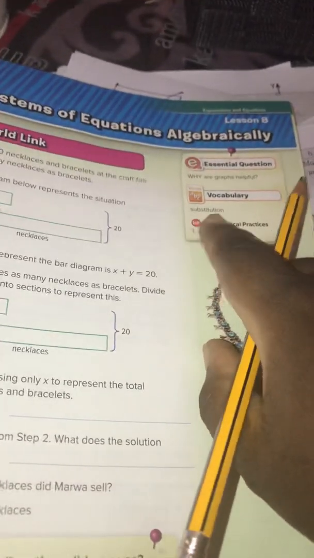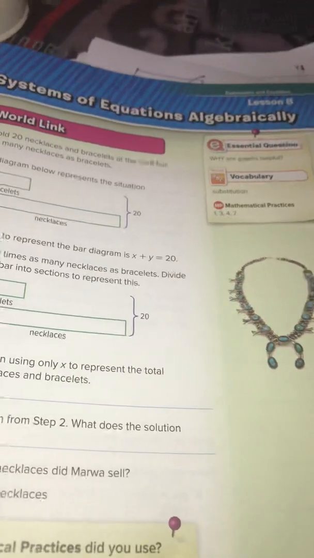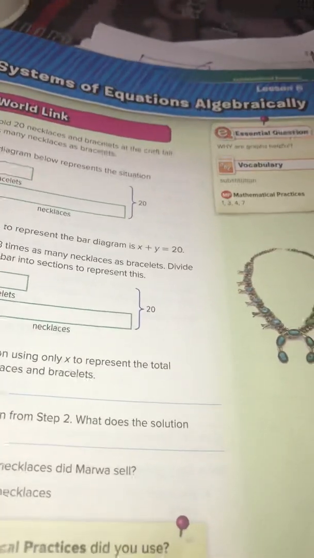The new vocabulary is substitution, which is not new. We have been substituting ever since you came to this lesson. Okay? Starting grade 7, grade 6, you've been learning substitution. So the lesson starts on page 243.